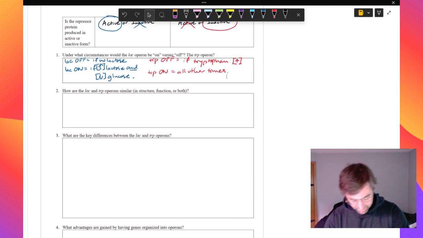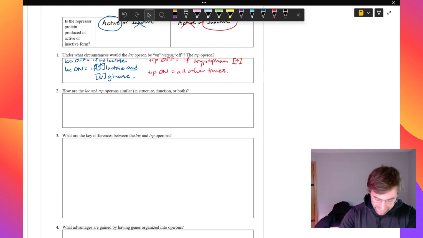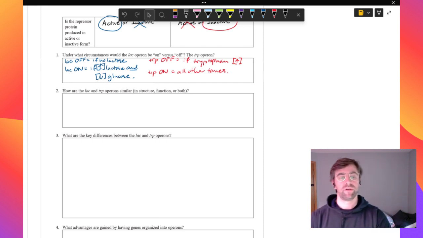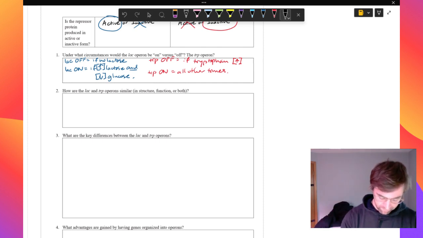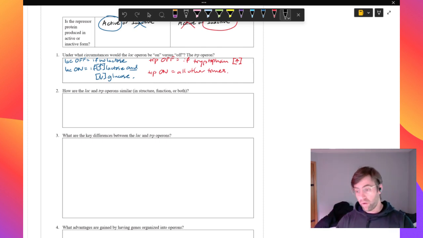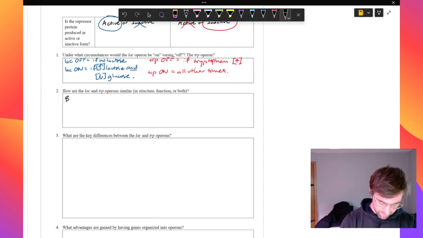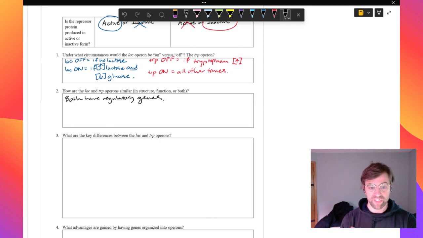All right, how are the lac and tryptophan operons similar in structure, function, or in both? Both, we're talking about regulation of expression. Both have regulatory genes that interact with the operator and shut down transcription of the structural genes.